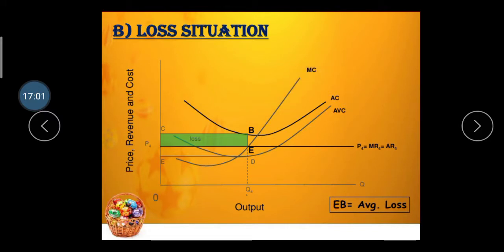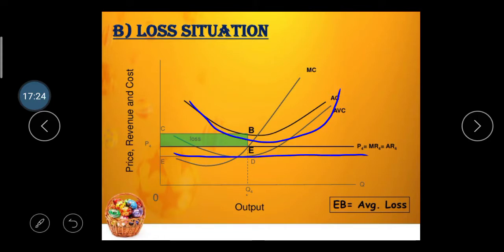Here are the marginal cost, average cost, and average variable cost. You see that the average variable cost is higher than this line, which indicates the marginal revenue, right? So here the marginal revenue is less than the average cost. This curve is the average variable cost and this is the marginal revenue, right? So your cost is higher than your revenue, so your firm has to face a loss, right?